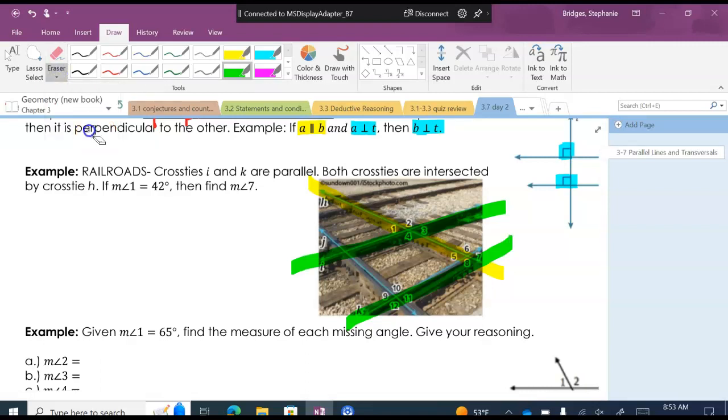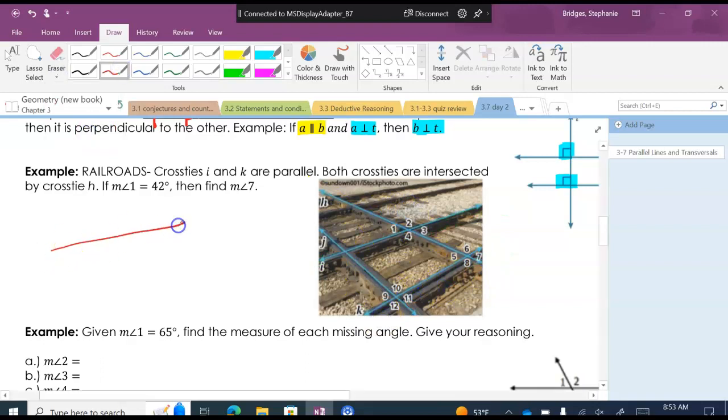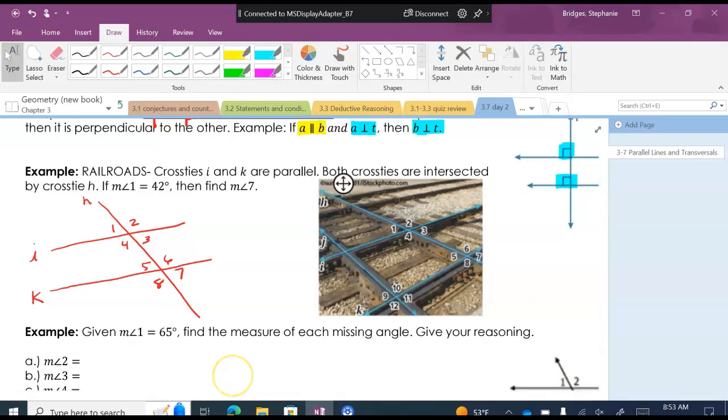And I think what I'd rather do is redraw that over here. Let me draw this. That's I. That's K. And here's H. And that's 1, 2, 3, 4, 5, 6, 7, 8. Okay, so I'm just redrawing that picture so I can see it clearly. Now, what it tells me is that the measure of angle 1 is 42 degrees. So we're going to write that in our picture.